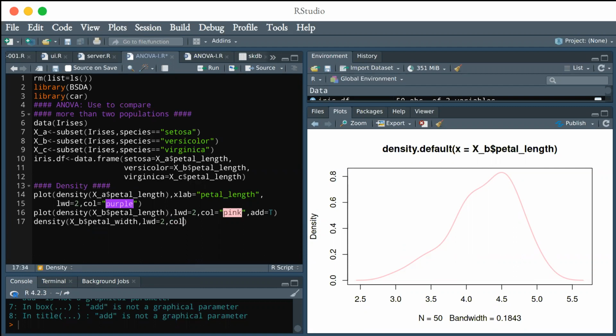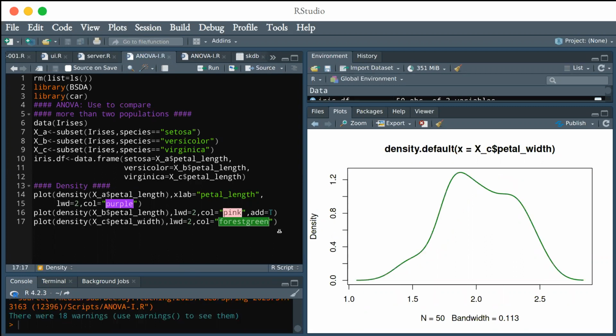I'm going to use another color, forest green. And that is the last one.